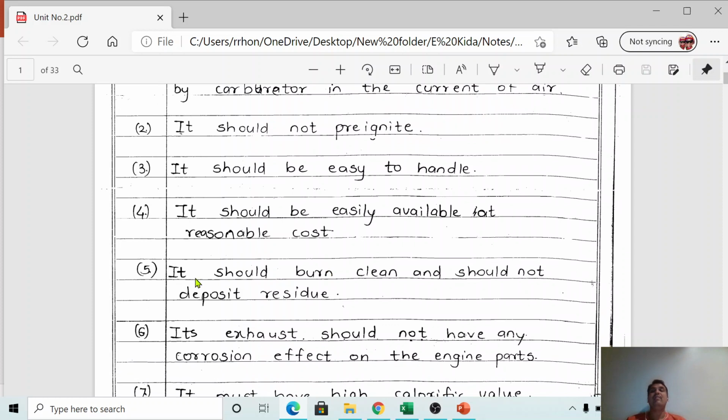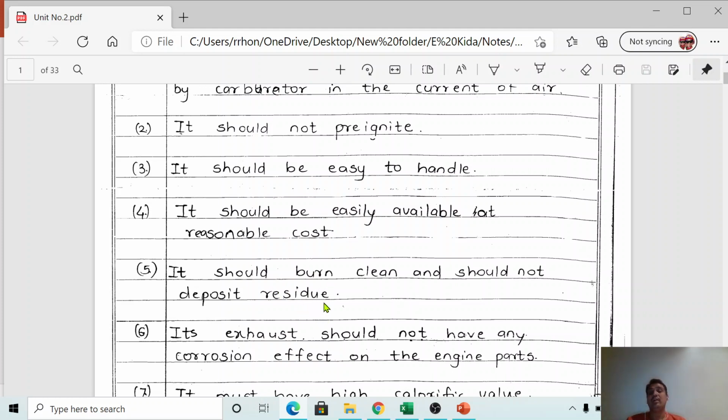The next one, the fifth requirement, is what? It should burn clean and should not deposit residue. So petrol will always burn clean. If you check, a very small amount of exhaust gases will come out after burning of the petrol as compared to other fuels like kerosene or diesel. So this is one of the requirements. It should burn clean and should not deposit residue.